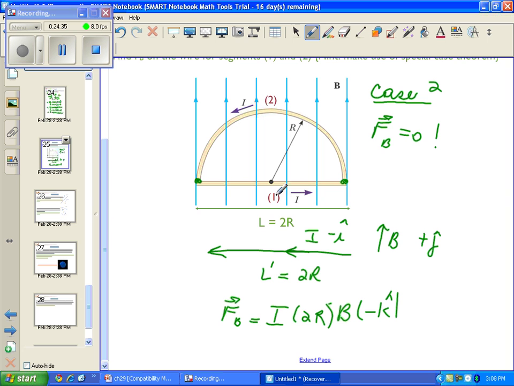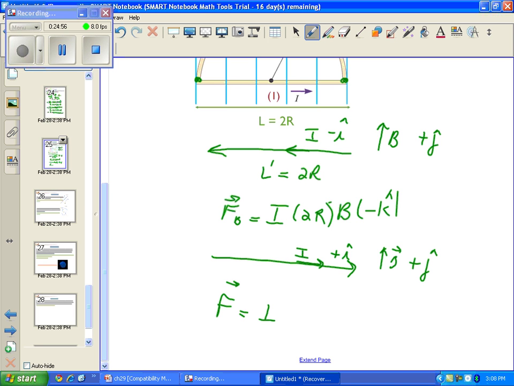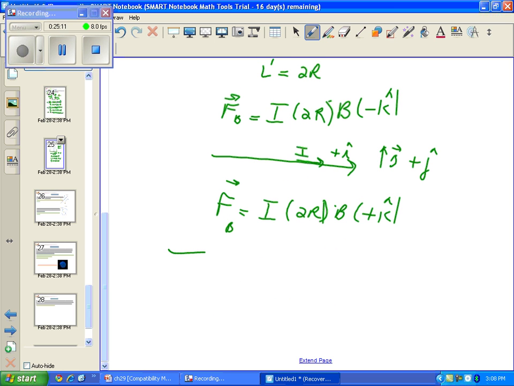Now let's look at this straight segment here where we now have current in the positive I hat direction. So here I is in the positive I hat direction, B is still upward, which is the positive j hat. And so FB is equal to magnitude I times 2R times B. But this time, I hat cross j hat is positive k hat. So, just as we expected, the net result is 0. There is no net magnetic force on this loop.